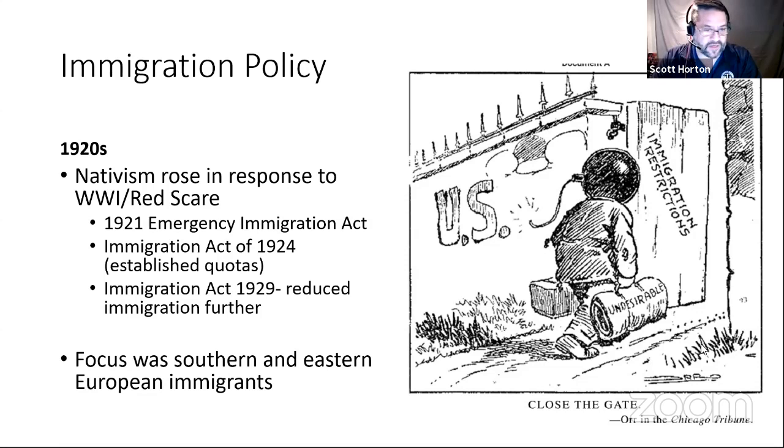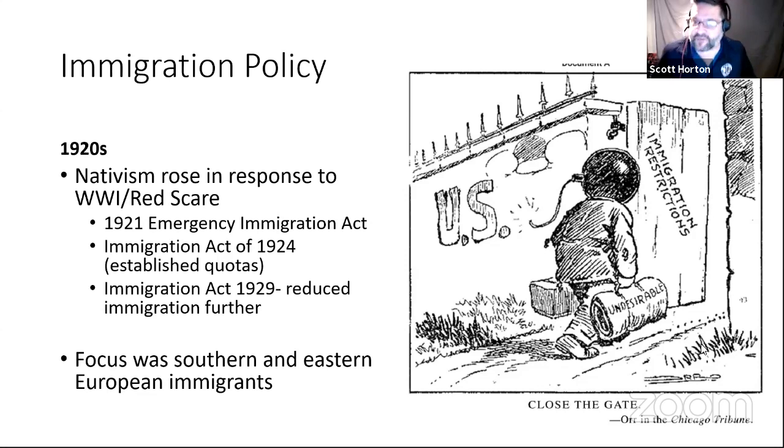The Emergency Immigration Act in 21, the 24 Act, which established quotas, and then the 1929 Act, which restricted those quotas even more for immigrants. The focus here, of course, is Southern and Eastern European immigrants, folks coming from places like Poland and Russia and Italy, which were the large number of immigrants coming into the country in the late 1800s and early 1900s.